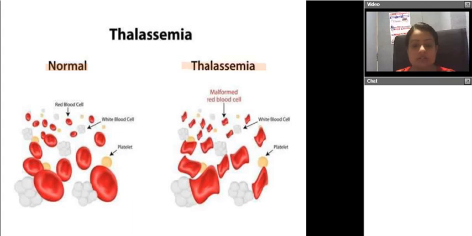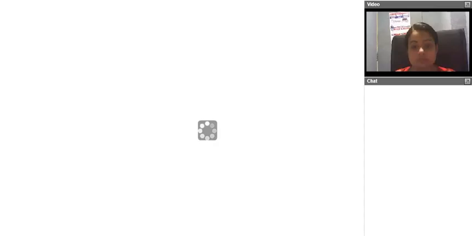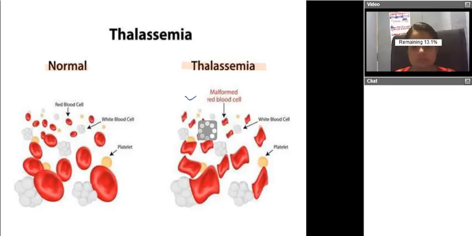And individuals with this disease have abnormally formed red blood cells.